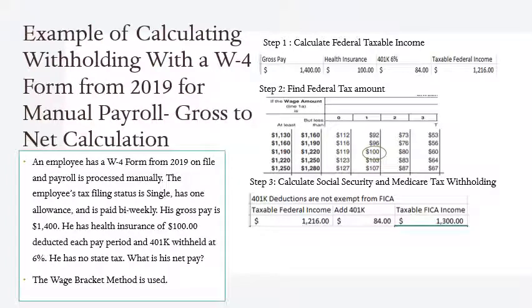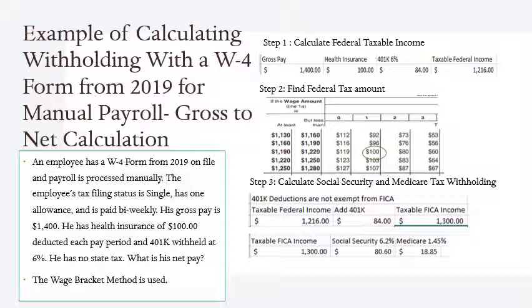This is done by taking his taxable federal income of $1,216 and adding back the 401k amount of $84, because 401k is not exempt from taxable FICA income, but health insurance is, so we can leave that amount out. Once we add back his 401k into his taxable federal income, we have a taxable FICA income of $1,300.